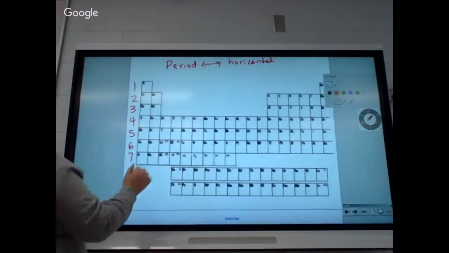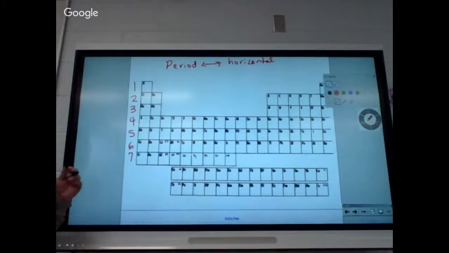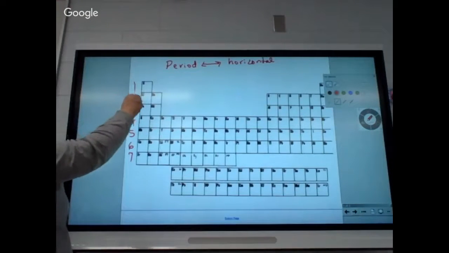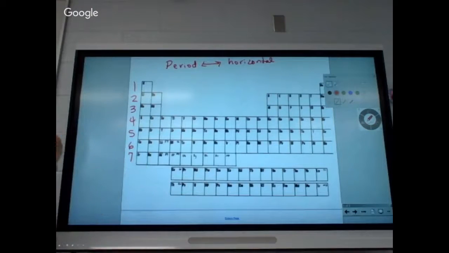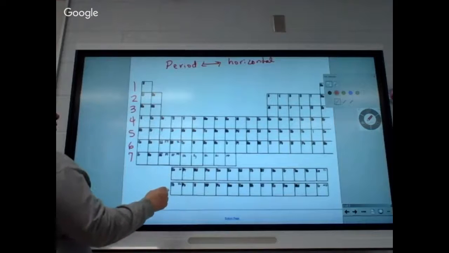So on the test after Easter, when I say what period is something in, the energy level number will also be there. So don't get confused by that. These are the period numbers. So what period numbers go here? Okay. Why are 6 and 7 going to go here?